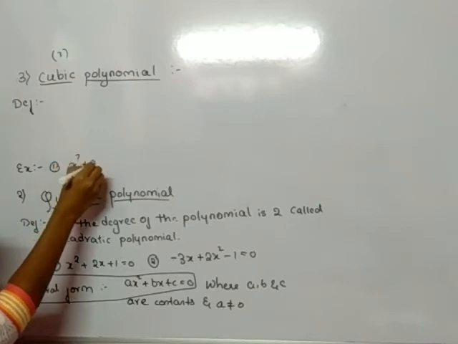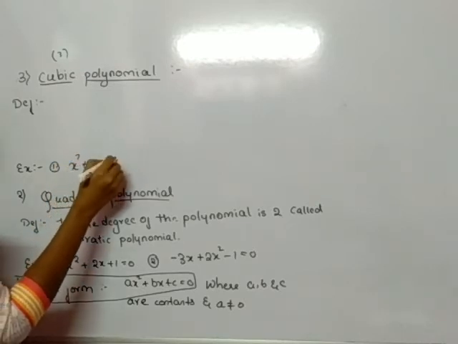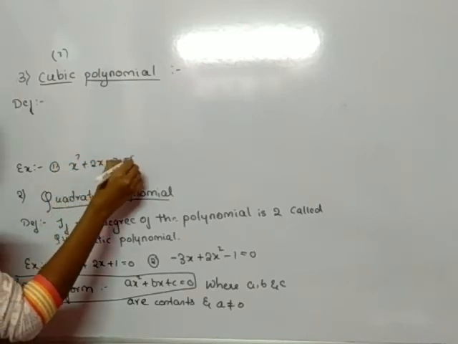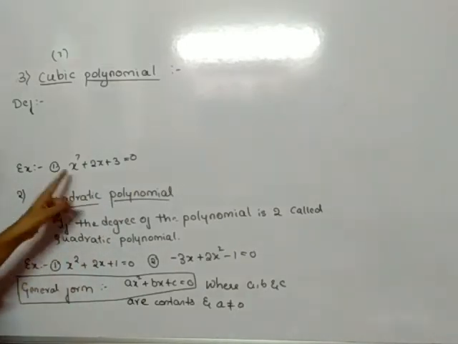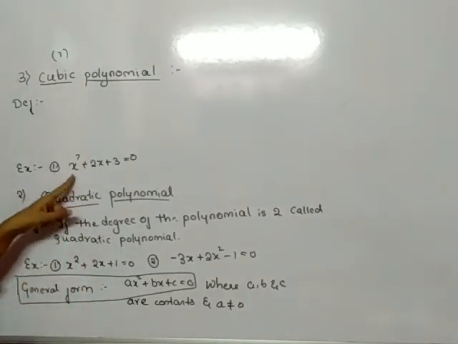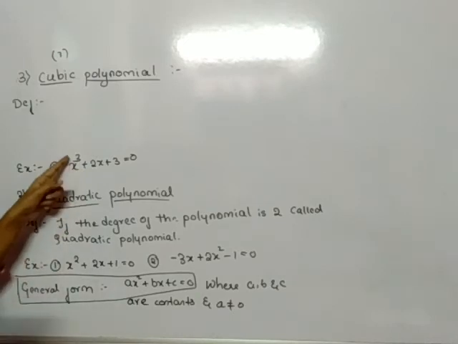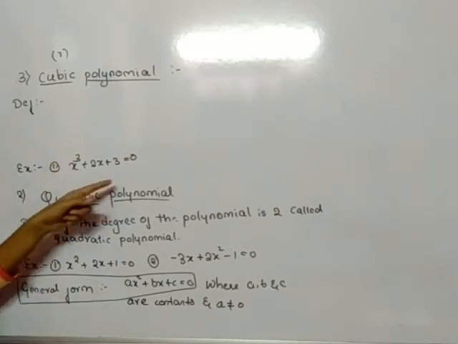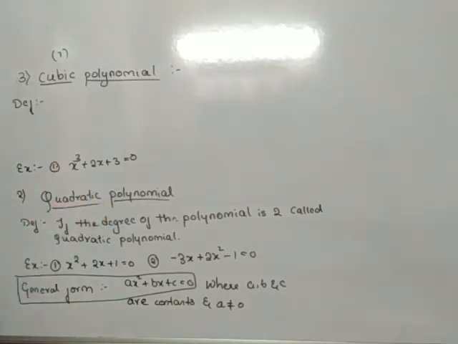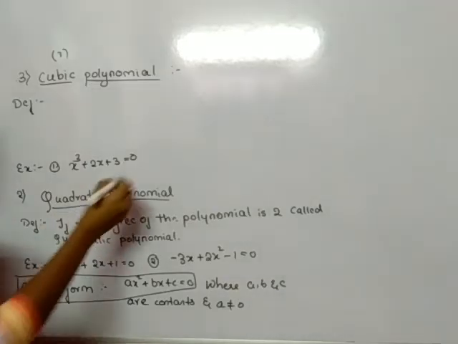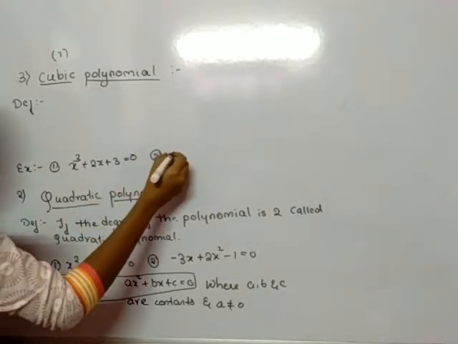x cube plus 2x plus 3 is equal to 0. You can observe it here. The degree of the variable x is 3, isn't it? So such types of polynomials are called cubic polynomials. We'll see some more examples.